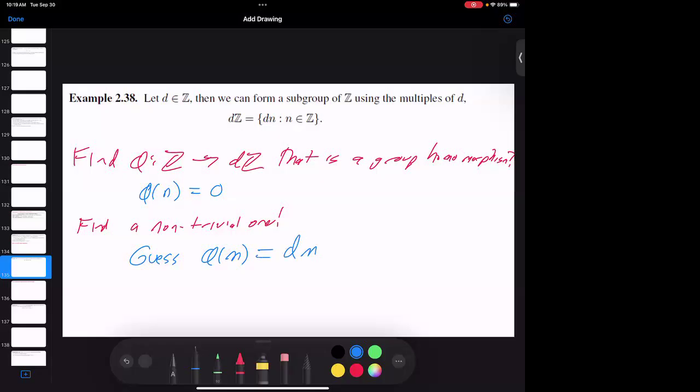So that's an excellent guess. It's going to force everything to be in dZ. If I gave you phi of m1 plus m2, that's going to be d(m1 plus m2). That's going to be dm1 plus dm2, which is going to be phi of m1 plus phi of m2. Things are looking really good. Phi of the sum is the sum of the phis. So I'll let you fill in the rest of the detail.